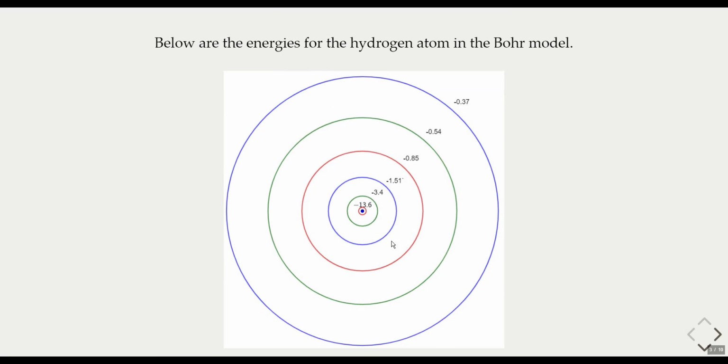What are these numbers? These numbers are the energies associated with the electron in those various orbits. Now, you might be a little confused here about the negative numbers. You say, well, why do you have a negative 13.6? Why are all these numbers negative?